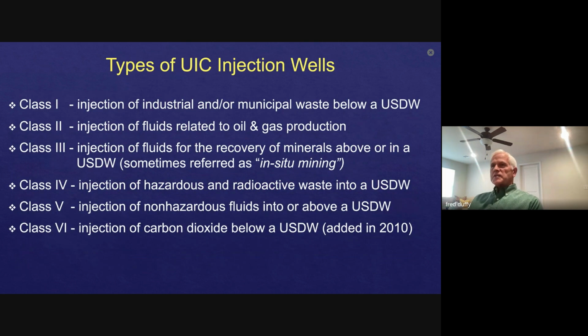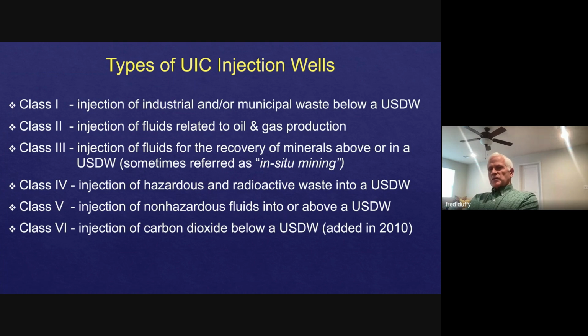Okay, we have 6 types of injection wells. Class 1 is the injection of industrial or municipal waste below a USDW. Class 2 is the injection of fluids related to oil and gas production. Class 3 is the injection of fluids for the recovery of minerals above or in a USDW. And sometimes this is referred to as in situ mining or mining in place. Class 4 is the injection of hazardous or radioactive waste into a USDW.